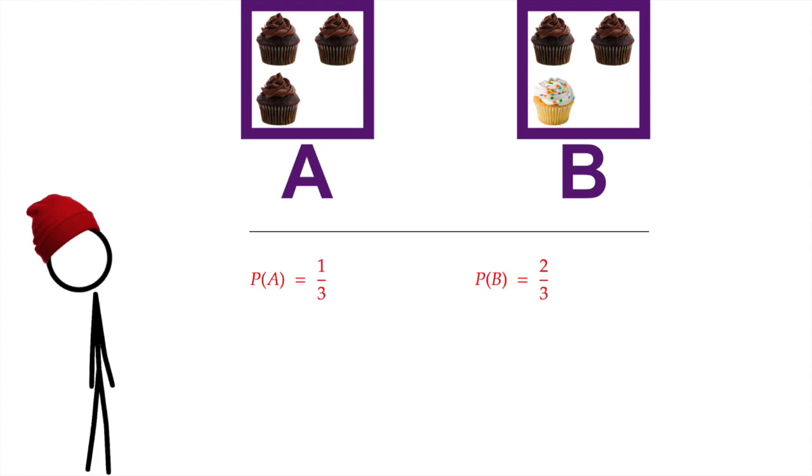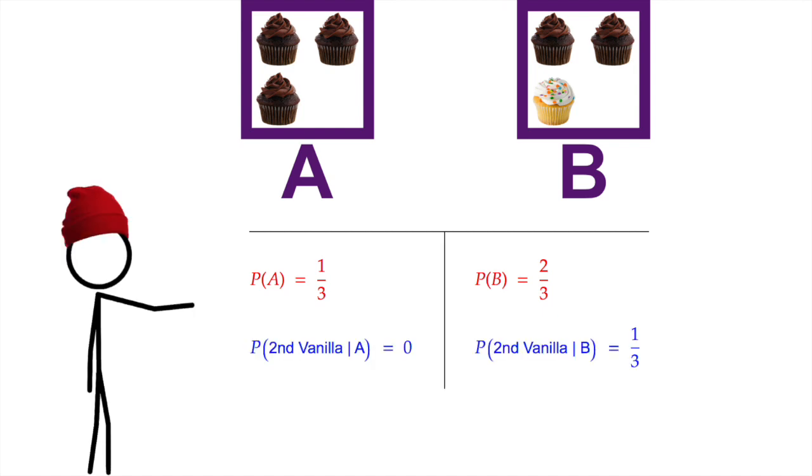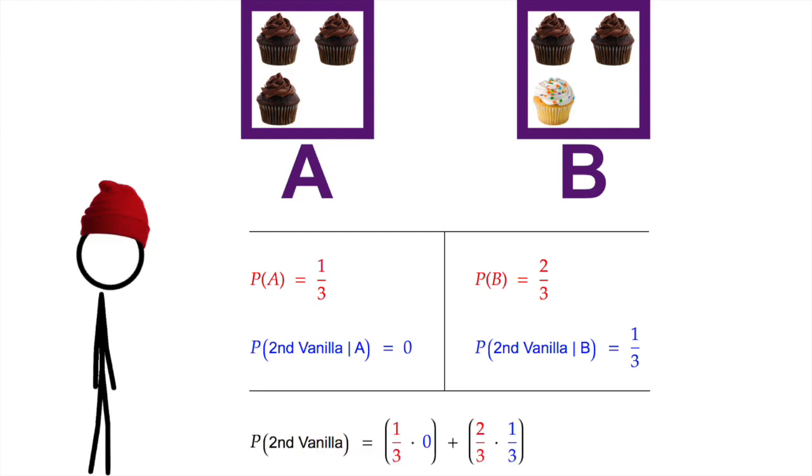So box A now has 3 chocolate and no vanilla, so it's impossible to choose a second vanilla from box A. That probability is 0. And box B now has 2 chocolate and 1 vanilla, so a 1 in 3 probability of choosing the second vanilla. Yeah, 1 in 3. Okay, and we're almost there now.